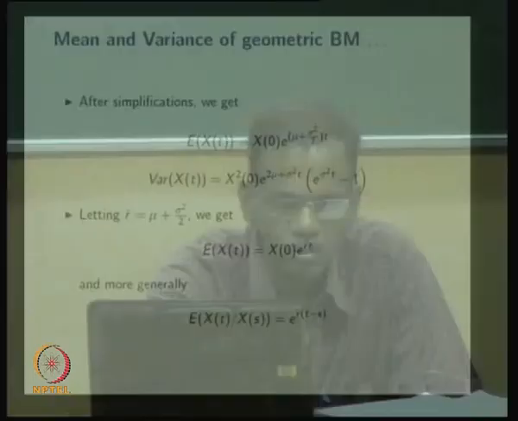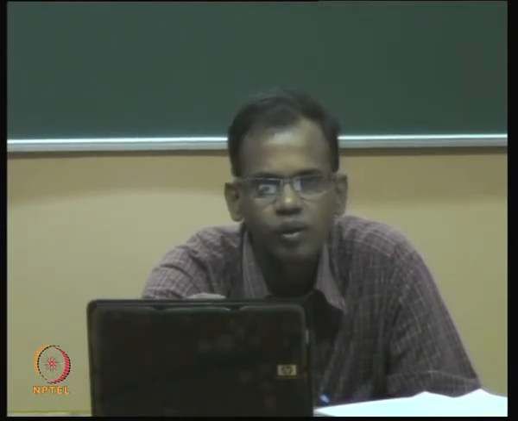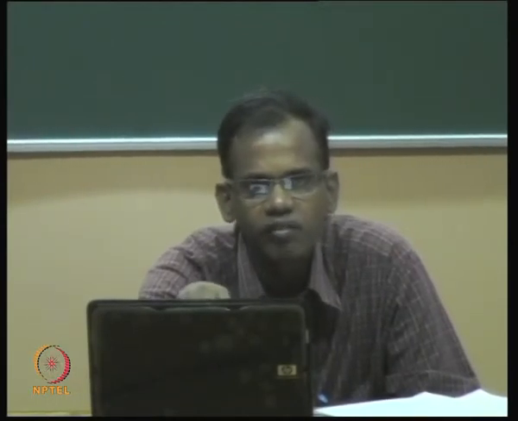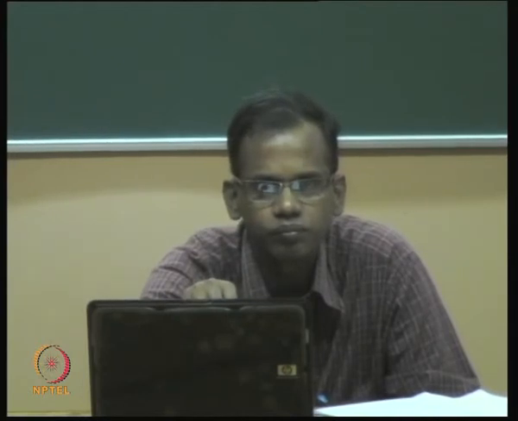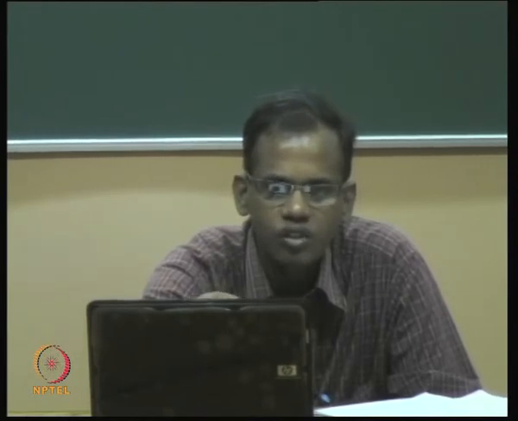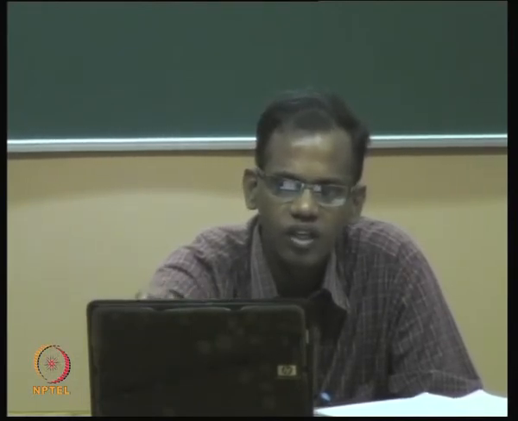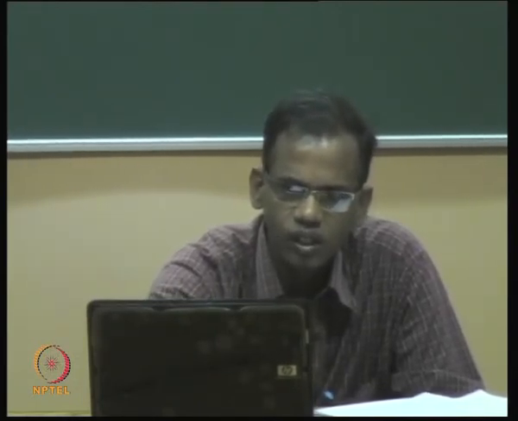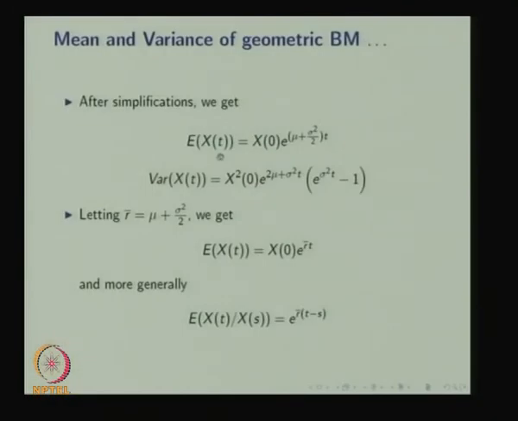After simplification, that means first we have to use the moment generating function of W_t, and we have to use the form X_t equals X_0 e to the power W_t. Using that, and after doing some simplification, we will get the mean and variance of geometric Brownian motion, that is the expectation of X_t is X_0 times e to the power (mu plus sigma squared by 2) times t.